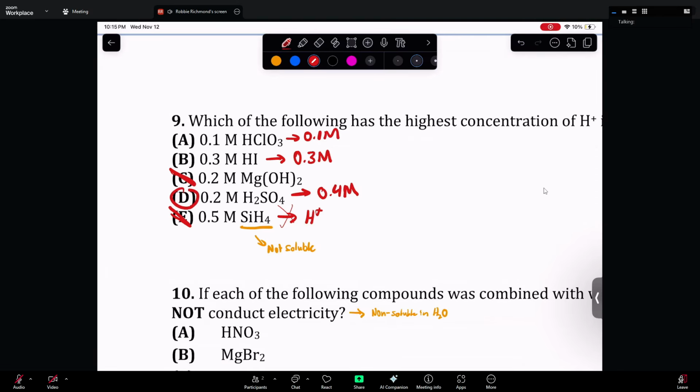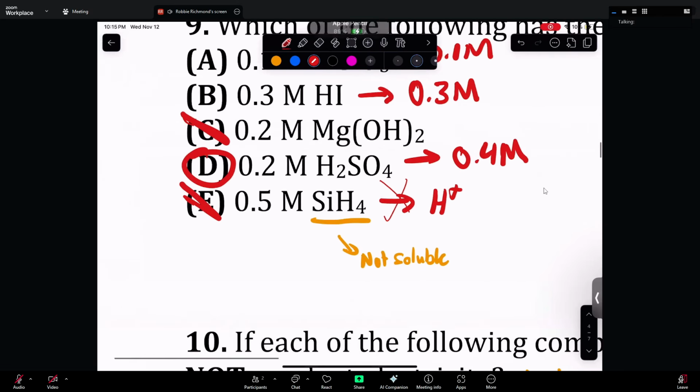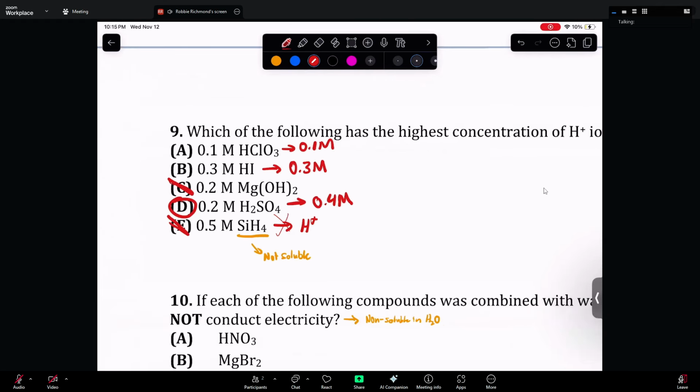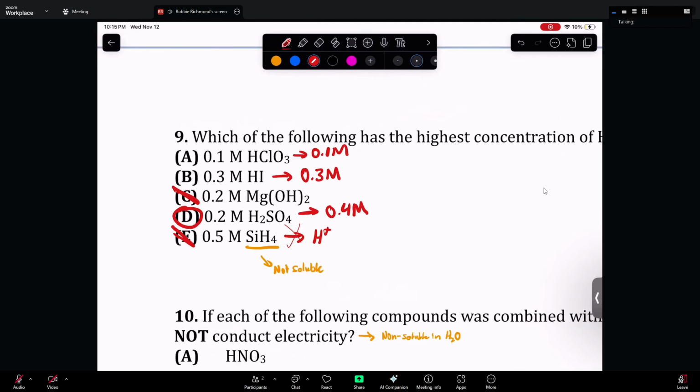So our answer choice, since this diprotic acid doubles the concentration of protons within that solution, since there's 2 protons in sulfuric acid, that concentration in reality for protons is going to be 0.4 rather than 0.2. So answer choice D is the correct one.